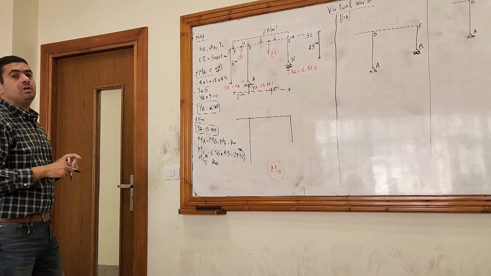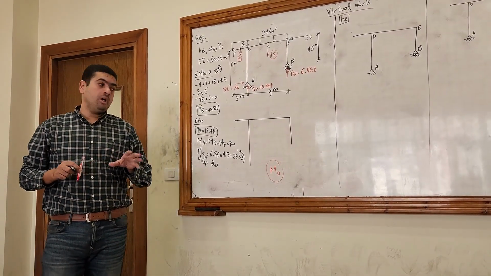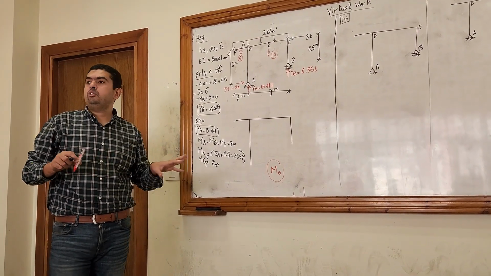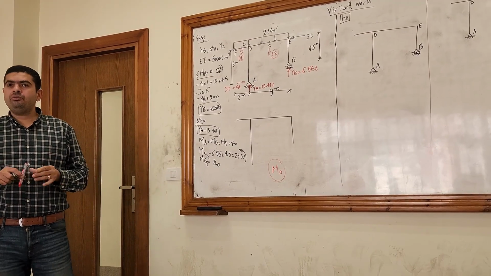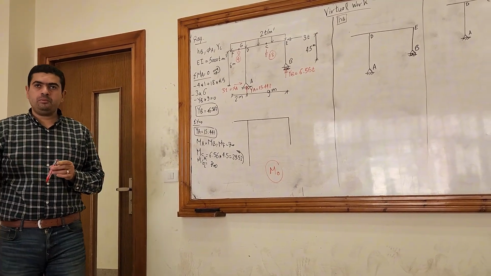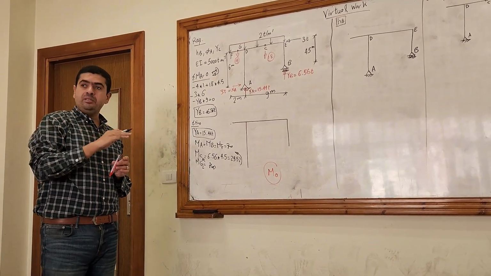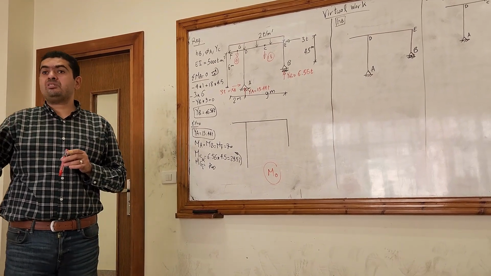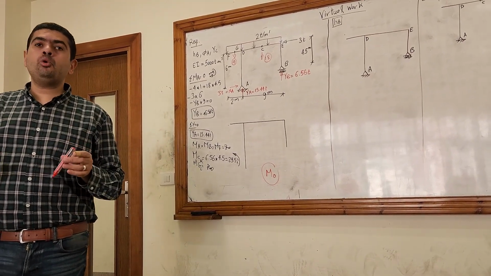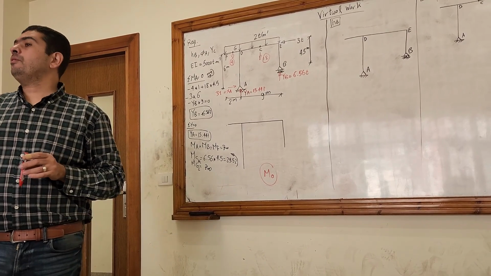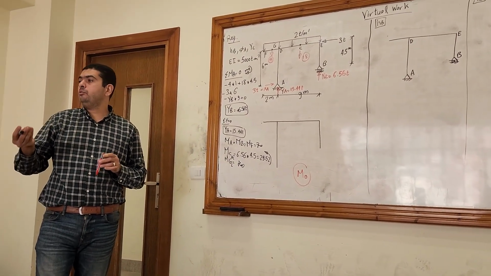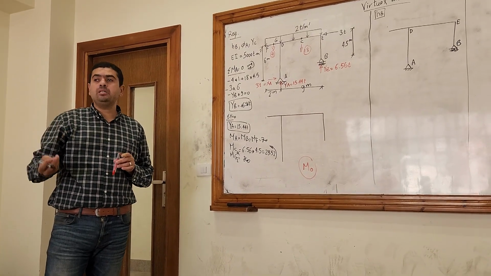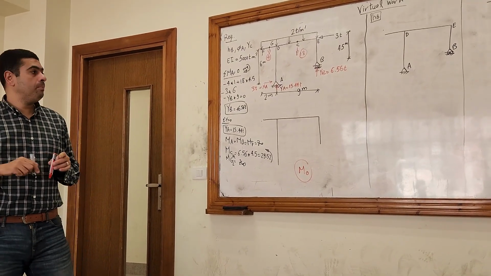Now I have to calculate the moment at the joint. All of this you already know from structure 1, but I know that you don't remember it. So I am repeating it just to remind you how to draw a bending moment diagram for a frame. Again, I will send you a link to the video on how to draw a bending moment diagram for a frame.